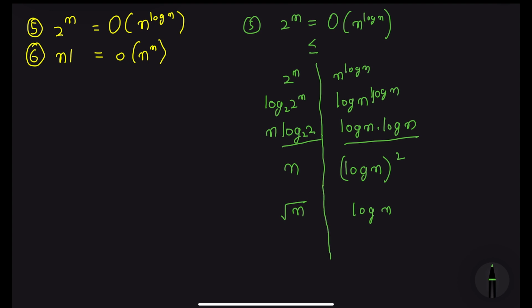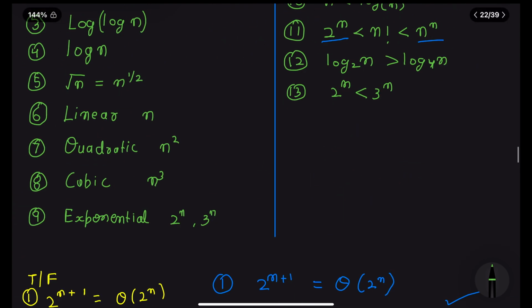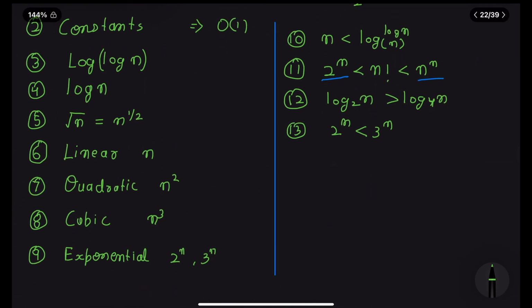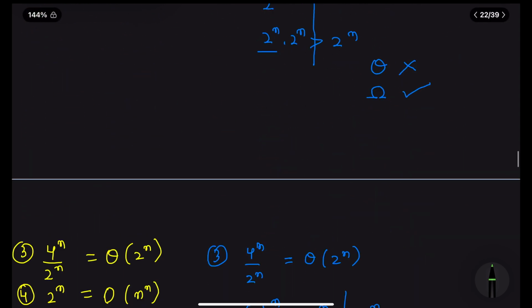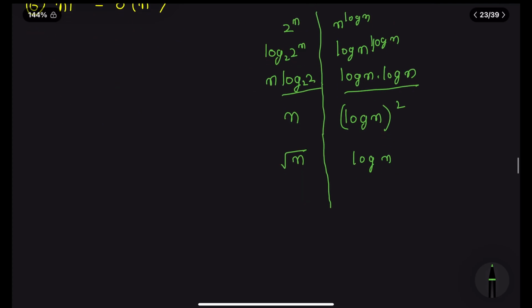So we have seen this in our complexity classes, so let's go through that. So we have log n first and then under root n. So log n is smaller than under root n. So we found out log n is smaller than under root n. But we need greater than. So this will not be big O certainly. This is not big O, but this can be omega.